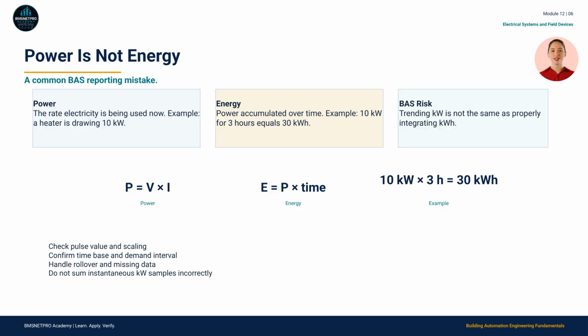Many BAS energy reports fail because power and energy are confused. Power is the rate of use. Energy is the accumulation over time. A 10 kilowatt load running for 3 hours uses 30 kilowatt hours. In a BAS, a trend of instantaneous kilowatts cannot simply be added unless the time interval is correctly included. When reviewing meters or energy dashboards, always check the pulse value, scaling, rollover behavior, time-based demand interval, and unit conversion.